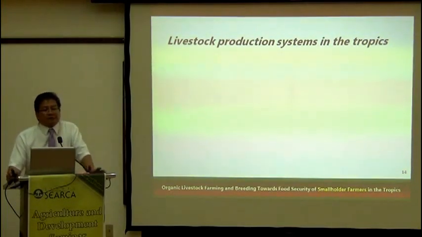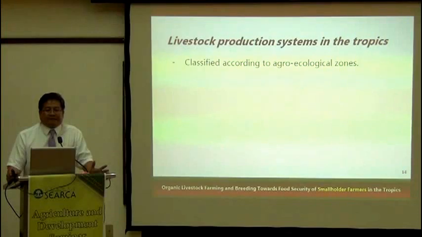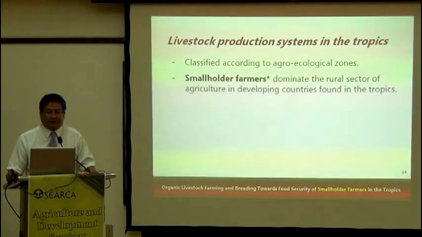Now, for the livestock production systems in the tropics, for your information, these could actually be classified into agroecological zones. So let me qualify my title, that it is about the tropics and about livestock production, particularly for smallholders.